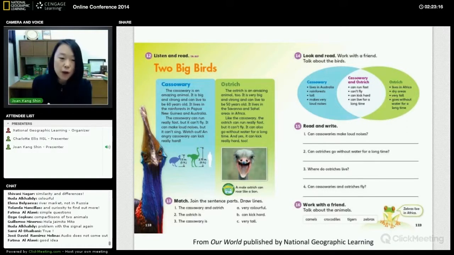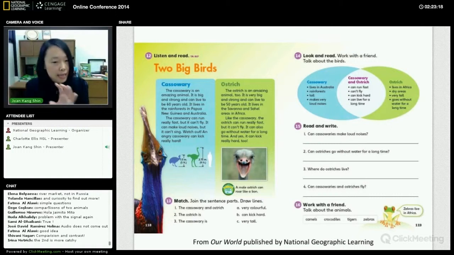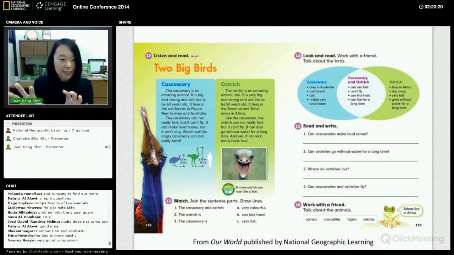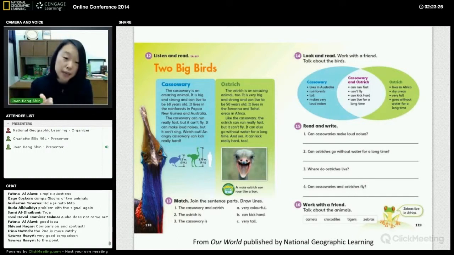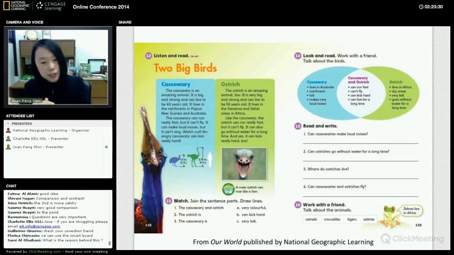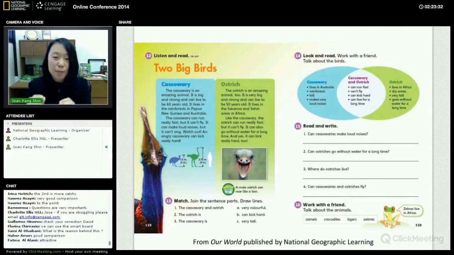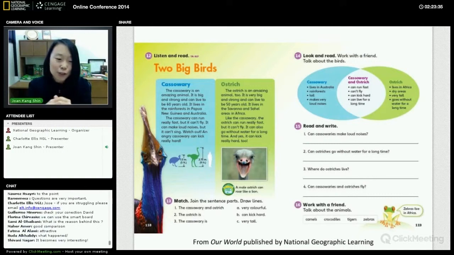So in this example from our world, we're also trying to teach students how to use graphic organizers. So we see here the Venn diagram. It's connected with the text by color, right? The use of color helps them to understand the concept of the Venn diagram. So the cassowary is on the left in blue. The ostrich is on the green and right. This is important scaffolding for young learners to begin to understand this commonly used graphic organizer.